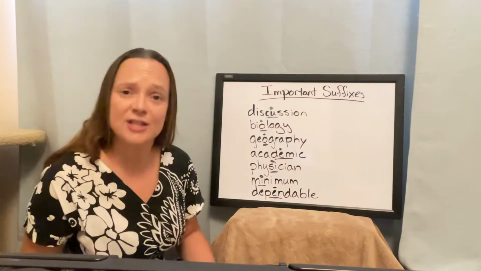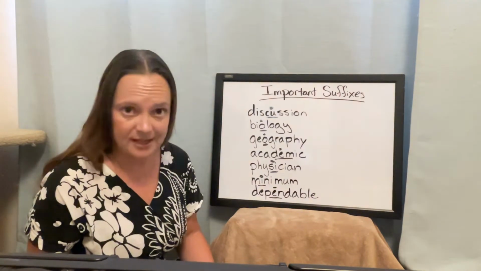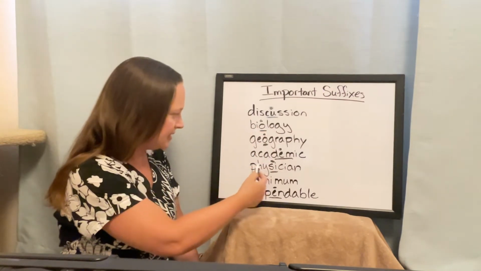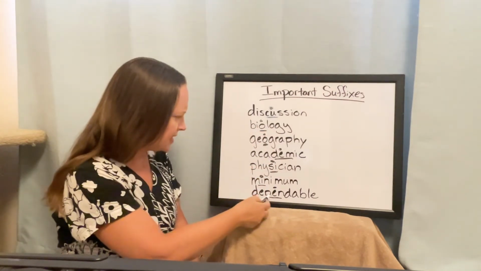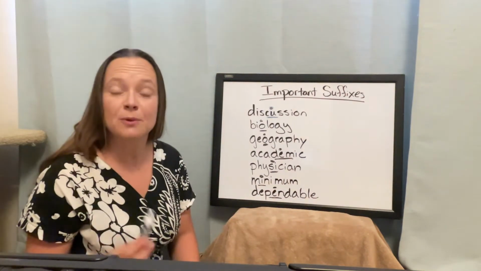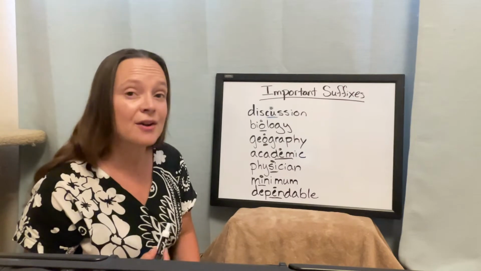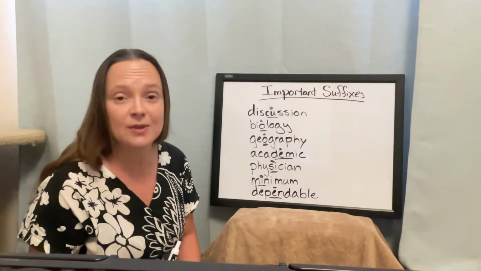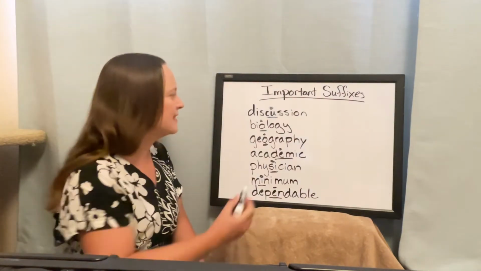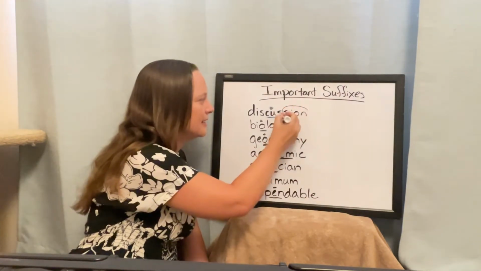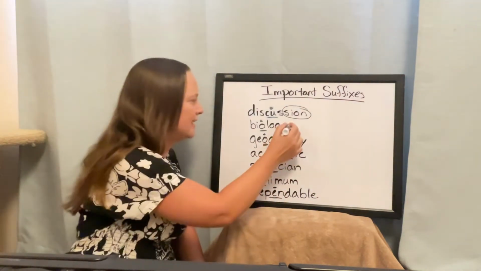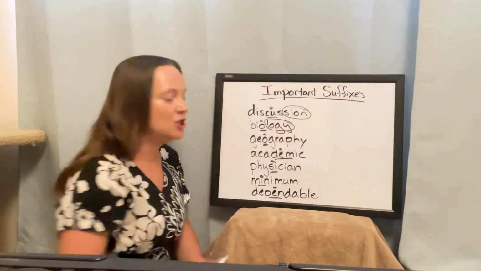Okay, so which syllable in these words has the stress? We can't really go by first, second, third, but what we can do is look at where it is in relation to the suffix, those ending sounds on the ends of the words. So for example, this one right here is the suffix. It's the suffix "-sion." This one right here is the suffix "-ogy."